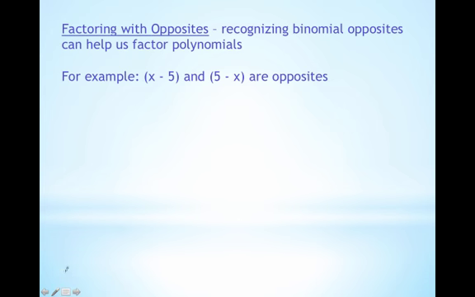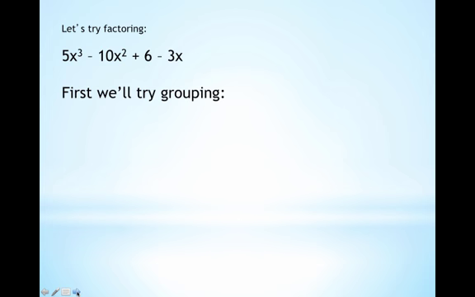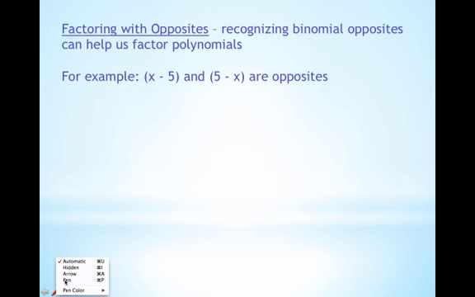Here's an example of opposites. I've got x minus 5 here and 5 minus x. So my x is positive here, negative here, -5 here, and positive 5 here. So these are really just opposites. So what happens if I take a -1 out of this? If I take a -1 out, then this becomes -5, and this becomes positive x.